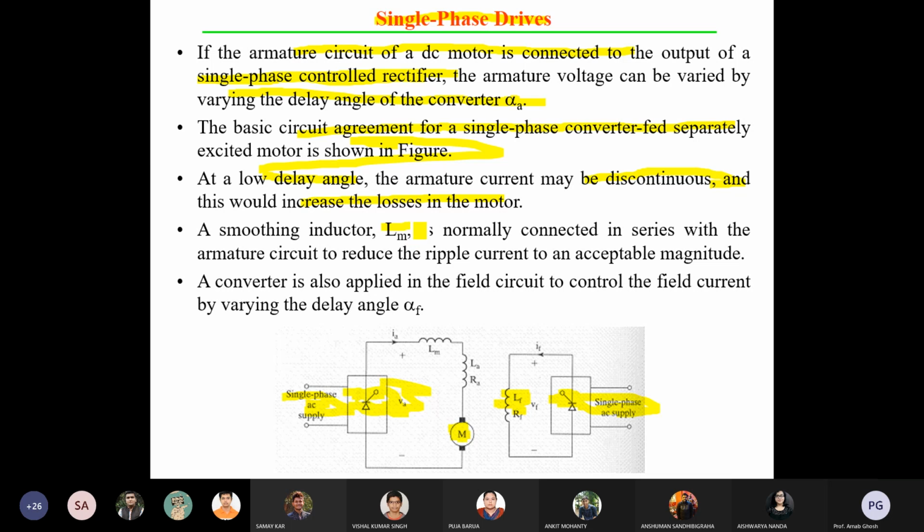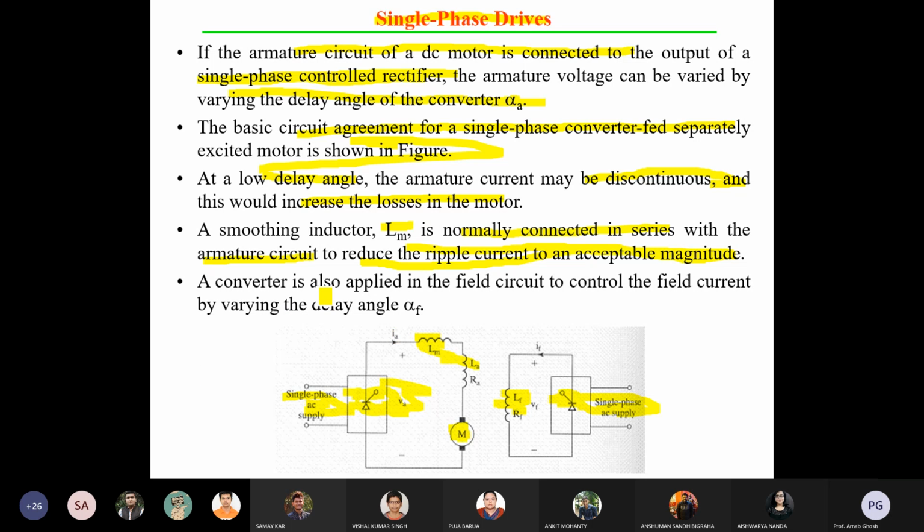Smoothing inductor, that is Lm, is normally connected in series with the armature circuit to reduce the ripple current to an acceptable magnitude. Okay, so the smoothing inductor is there. So the ripple components you are making almost normalized to the constant DC value.